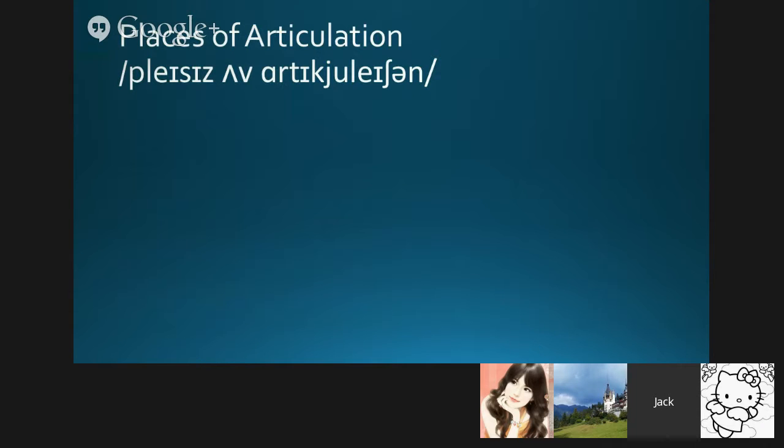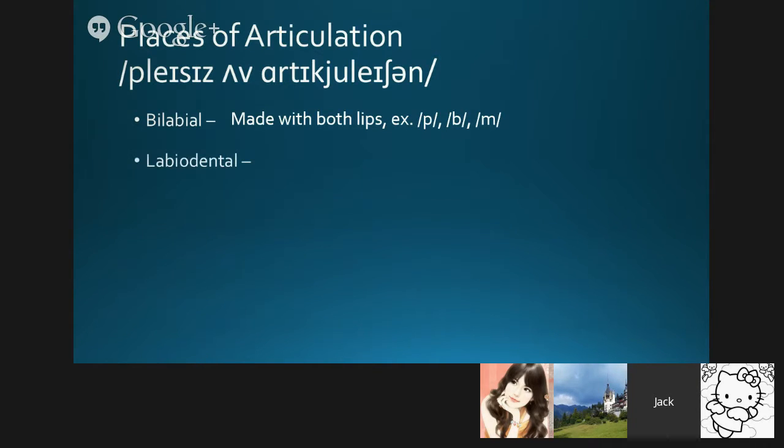Now the places of articulation. These all have scientific names, so I'll explain what they mean. Bilabial. This means that it's made with both lips. These are the sounds P, B, and M. Labiodental. They're made with the teeth and the lower lip, so F and V are examples of these sounds.